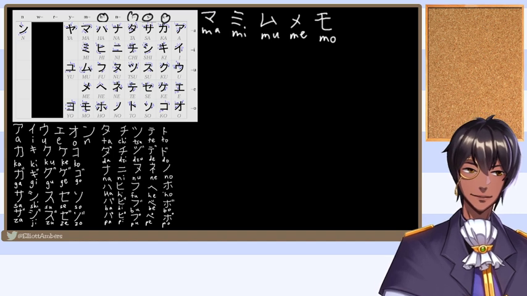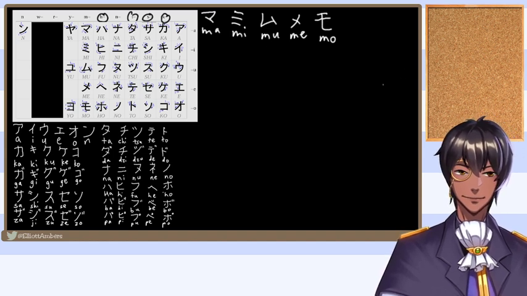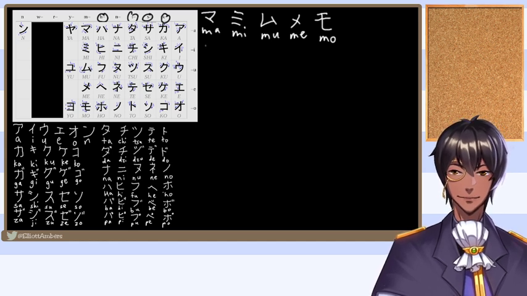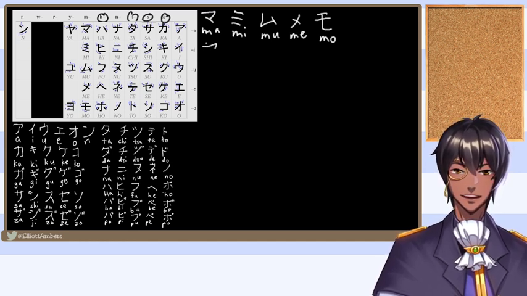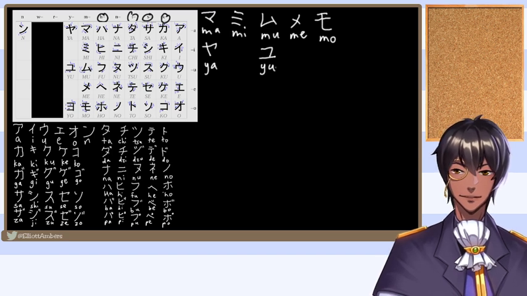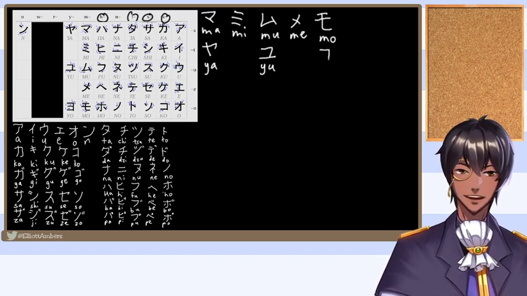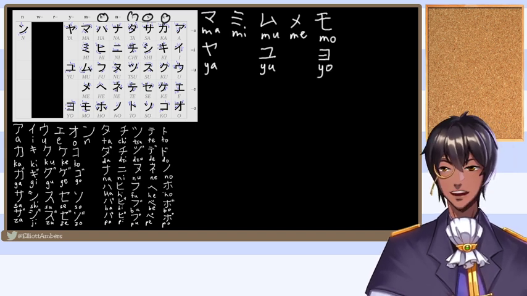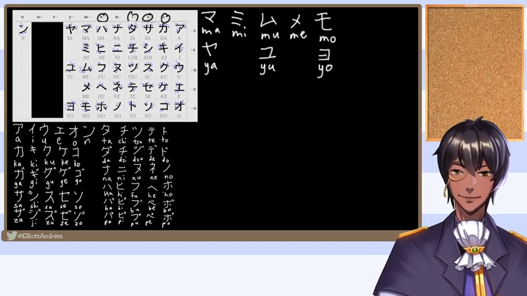So let's do this. Let me just make sure. We have Ya, so we go horizontally, and then we go downwards. That's Ya. Yu is Yu, and then Yo, we go horizontal like that. So Ya, Yu, Yo.